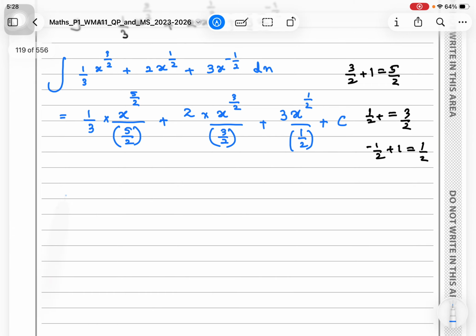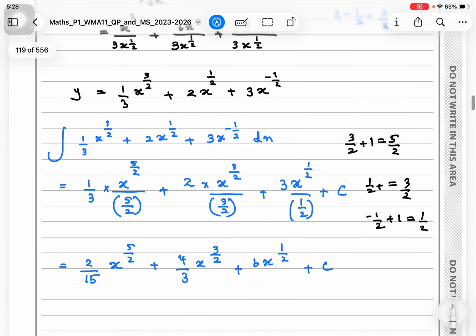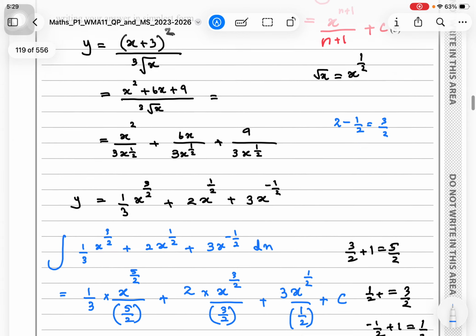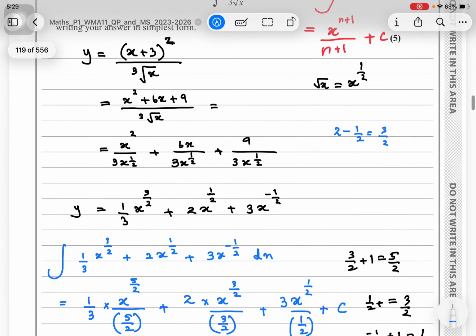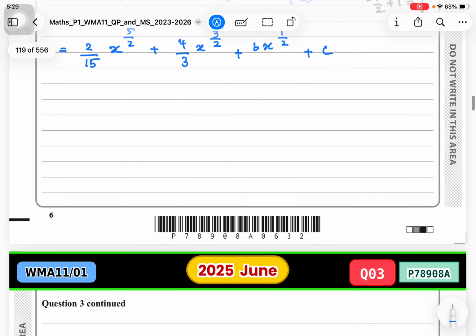When we did the division, it's a simple calculation, which would be 1 over 15 x to the power 5 over 2, and this will have 4 divided by 3, then x to the power 3 over 2, plus 6x to the half and the C. So this is our integration answer. Yes, this is pretty straightforward. This is how we do this. Thank you.